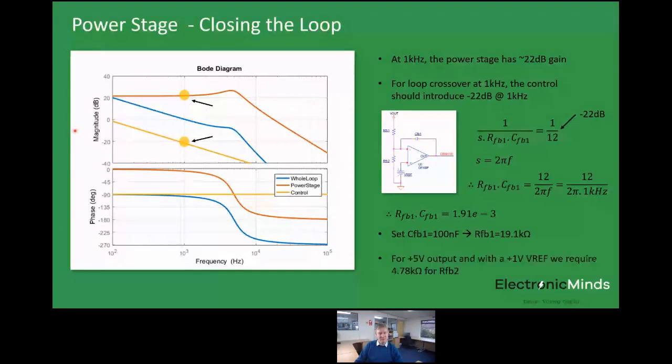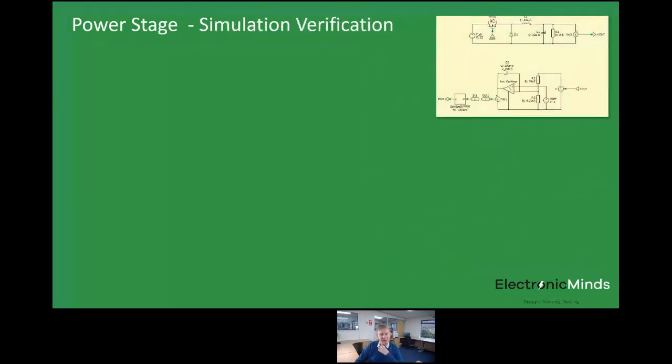And if we also want the 5-volt output, remember we had this potential divider behavior. You have to choose RFB2, that's like a bias resistor, to give us the right output. With an RFB1 of 19.1K, we need about 4.78K for RFB2 to give us a nice 5 volts output. So let's take a look at modeling that.